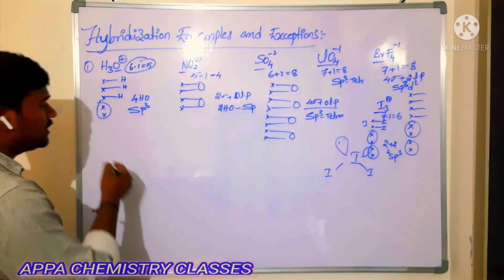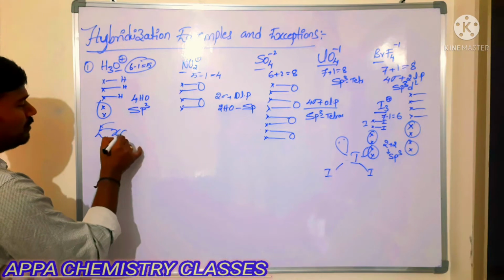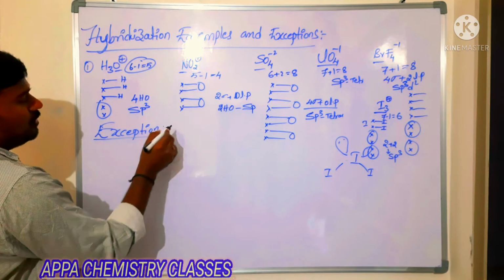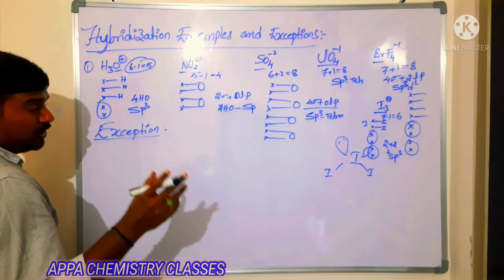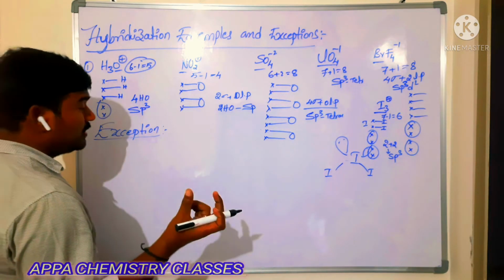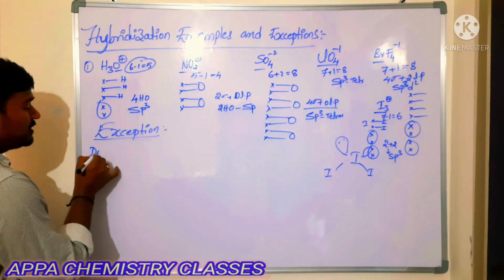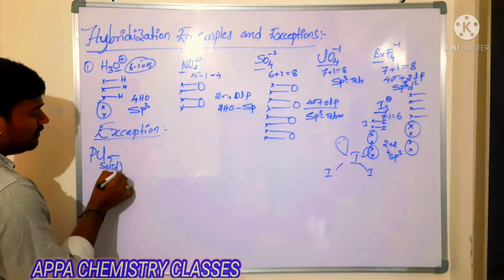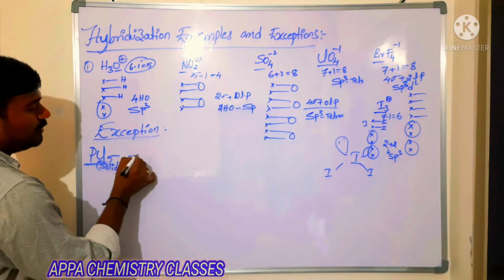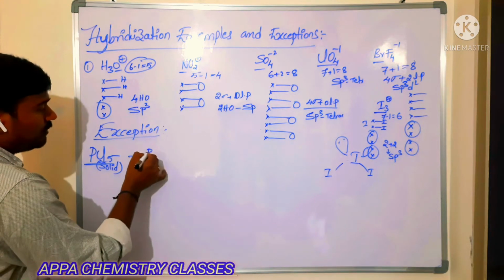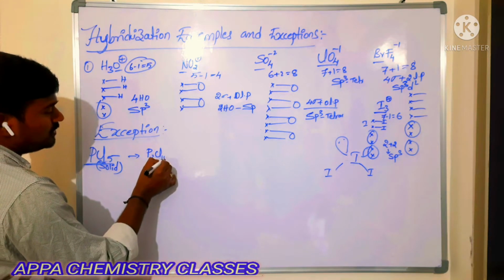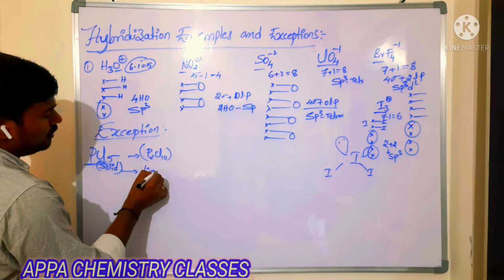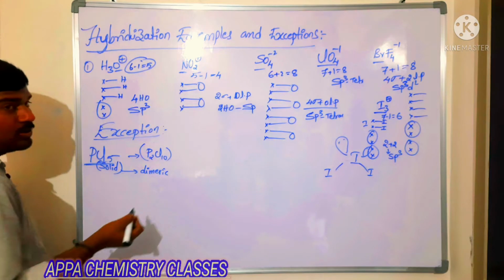Next we are going to see the exceptions. Very, very important exceptions. So don't forward the video. Try to watch till the end, because these exceptions are very, very important. PCl5 in solid state exists in dimeric form, that is P2Cl10. So in solid state it exists in dimeric form.